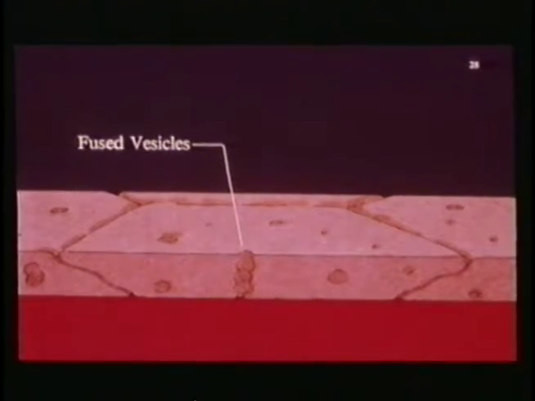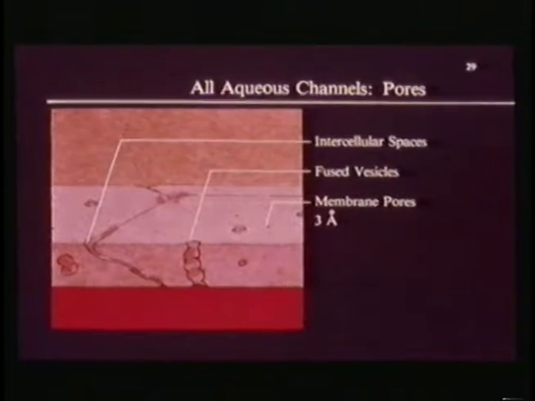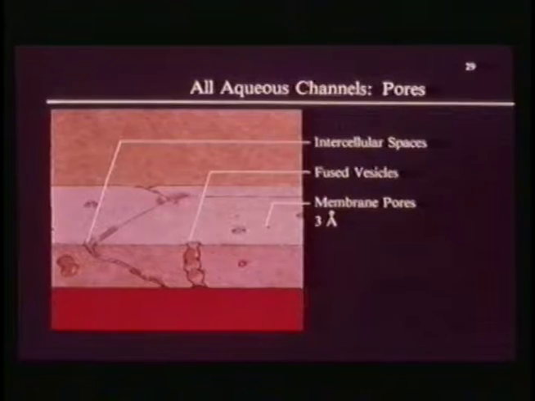We have now mentioned two pathways by which lipid-insoluble substances may diffuse across the endothelium, through intercellular spaces and through fused vesicles. When these two pathways are used, the moving substance traverses the capillary wall without entering the cytoplasm of the endothelial cells. 29. All aqueous channels in the capillary wall are referred to by the general term pores. These include intercellular spaces and chains of fused vesicles. In addition to these, there are very small pores that penetrate the endothelial cell membrane. These pores, which provide aqueous routes into and out of the cell's cytoplasm, are only a few angstroms in diameter.